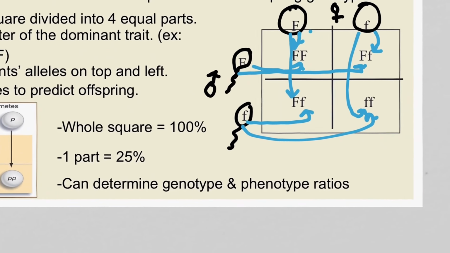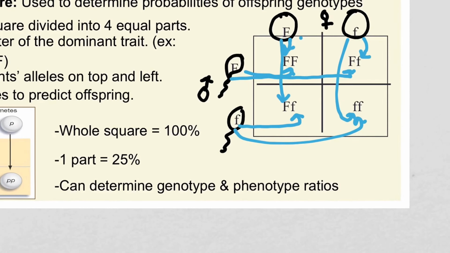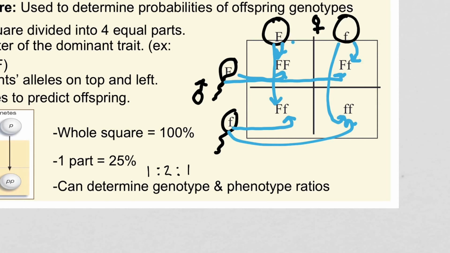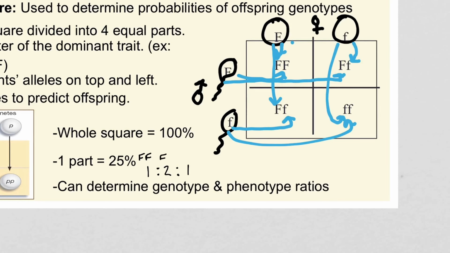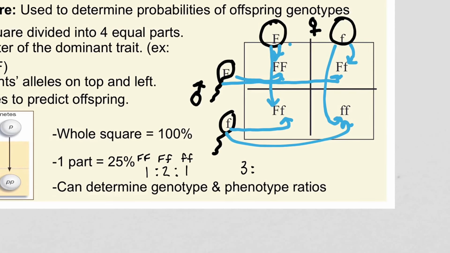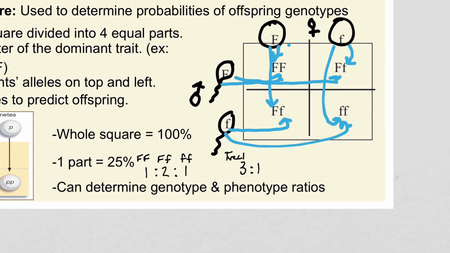So our genotype ratio is going to be 1 to 2 to 1. Homozygous dominant, heterozygous, homozygous recessive. But our phenotype ratio is going to be 3 to 1, freckles to no freckles.